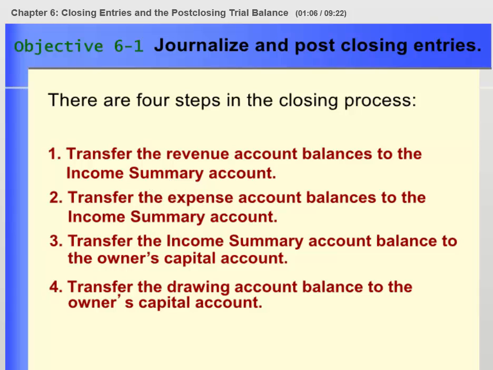Let's further discuss the closing process. Objective 1 is to journalize and post closing entries. There are 4 steps in the closing process: close the revenue accounts, close the expense accounts, close the income summary account, and close the drawing account.